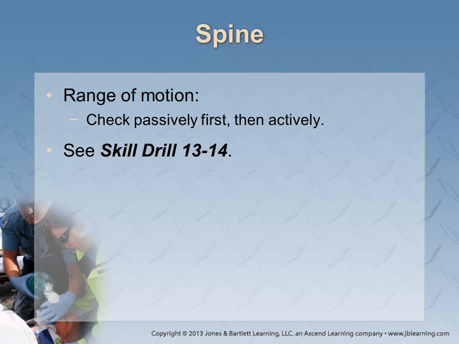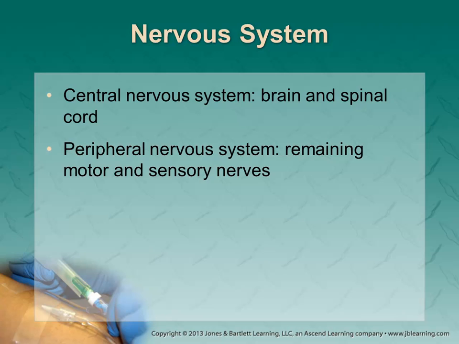How do you check range of motion of the spine? Passively and then actively, right. So how do you give it passively? Move back and forth, side to side. How do you check it? Push them down. Actively moving the spine is not a very easy kind of thing to do. All right, next you're going to check the nervous system. How are you going to assess the nervous system?